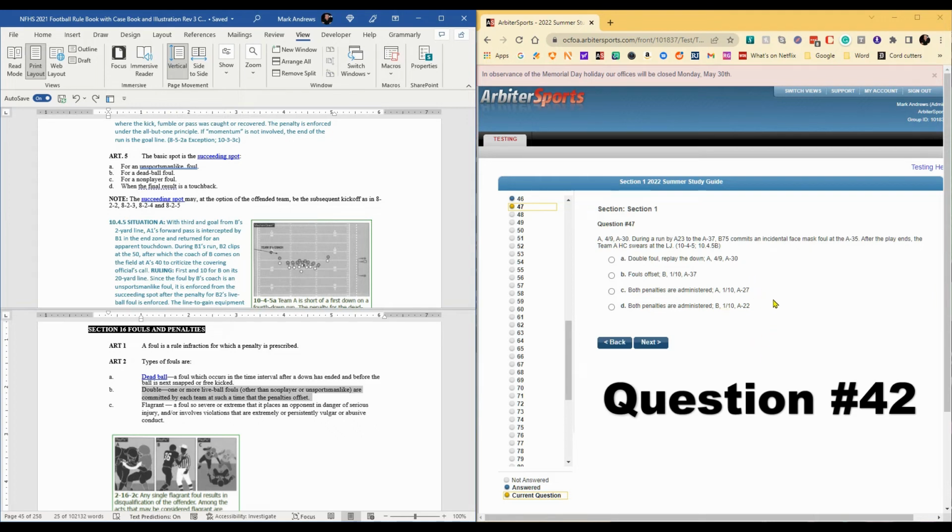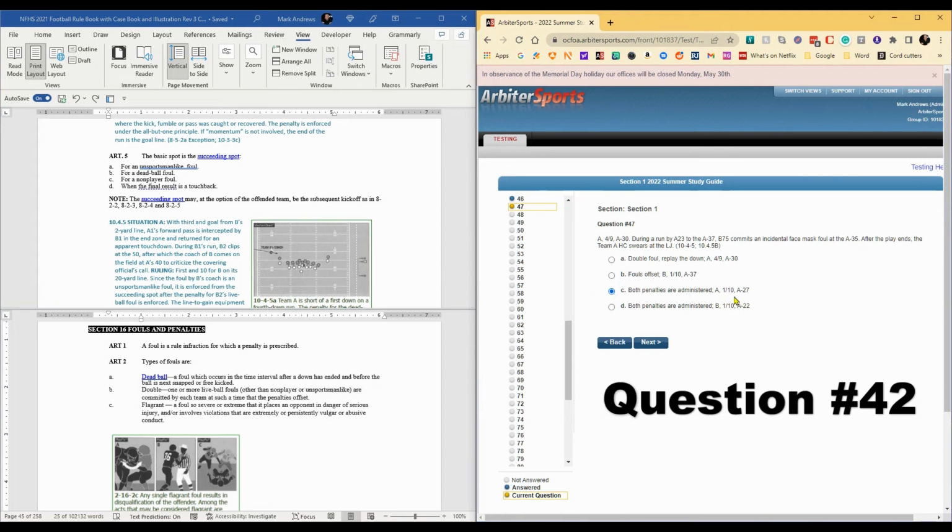So the result of the play was a 7-yard gain, which doesn't give A a first down. However, we have a foul during the play, right? So we're going to add 5 yards on for the incidental face mask. That's going to move the ball to the A42, which would give them a first down. Even if it didn't give them a first down, it'd still be 4th down. We replay the down. Now, we have to enforce the unsportsmanlike conduct foul on A. So now we're going to go from the 42 back 15 yards to the A27. So the correct answer is C.